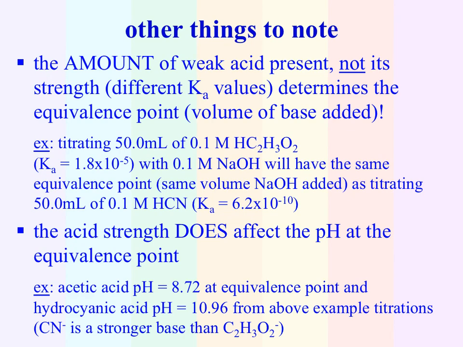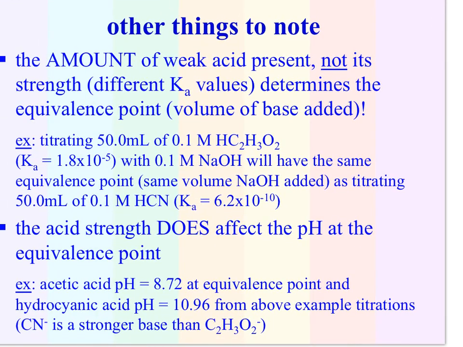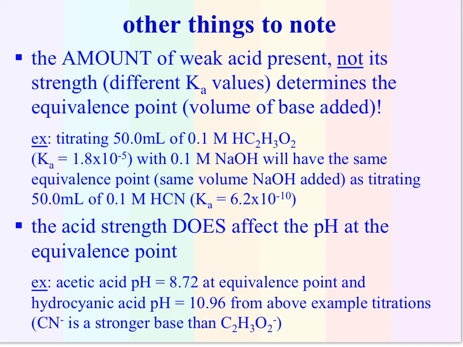Okay, so things to note. The amount of weak acid present, not its strength, determines the equivalence point. Remember, your Ka values dictate the strength of your acid. The larger the Ka, the more H plus you put into solution. But if we look at two different acids with different Kas, as we see here in this example, we see a Ka of 1.8 times 10 to the negative 5 and a Ka of 6.2 times 10 to the negative 10.